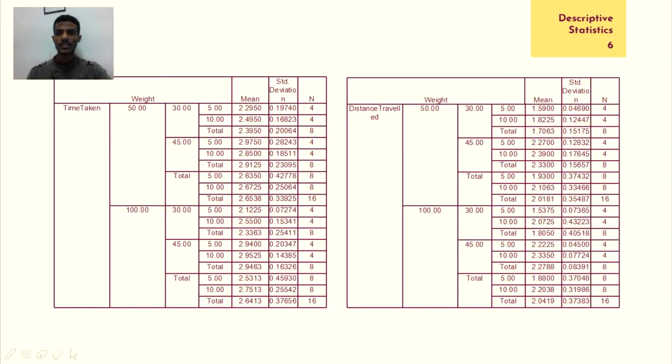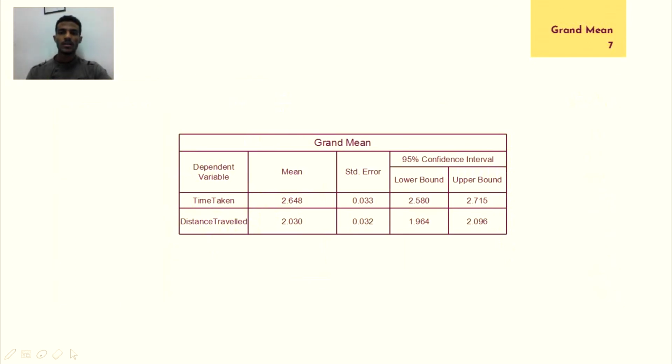We have got these data. The second thing I am going to talk about is the grand mean. We have this table from our experiment, describing the time taken and the distance traveled regarding the mean, standard error, as well as the confidence interval, which is 95%.